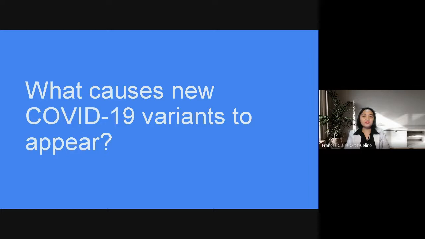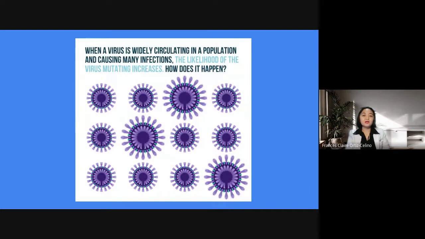So what causes the new COVID-19 variants to appear? Okay, so let us remember that when a virus is widely circulating in a population and causing many infections, the likelihood of the virus mutating increases. Okay, so in other words, kapag maraming nahahawa dito sa COVID-19, mas madami yung mga mutation na pwedeng mangyari dito.